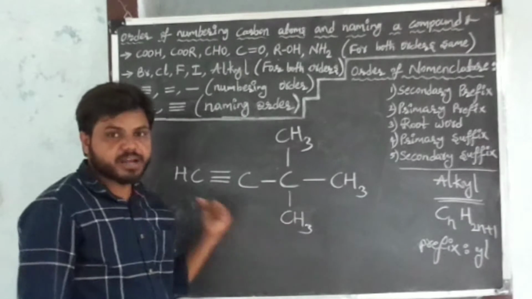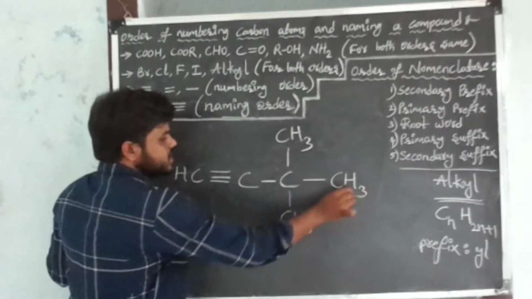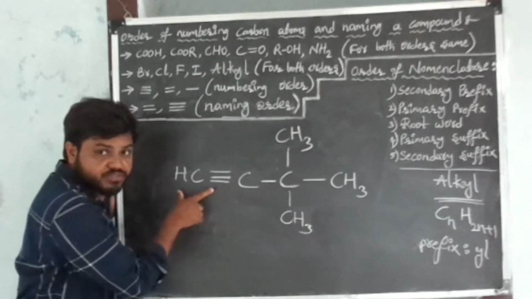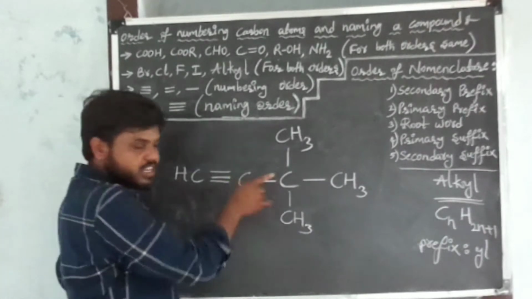This is the given carbon compound. This is the principal chain of the carbon compound. Between these 2 carbons, one triple bond is there. Remaining all are single bonds.